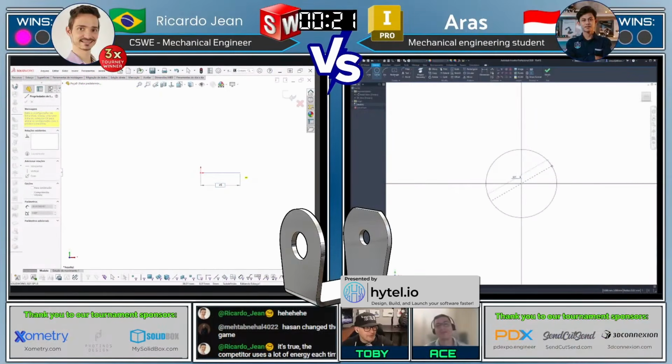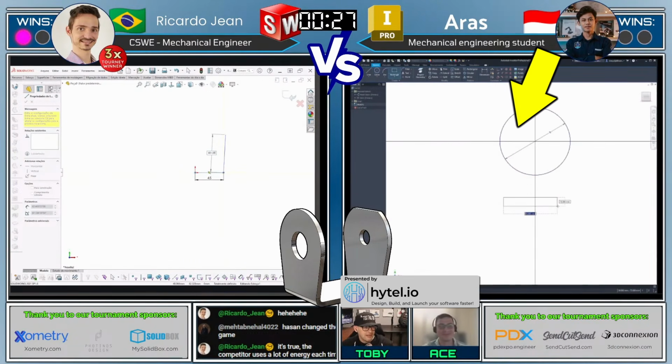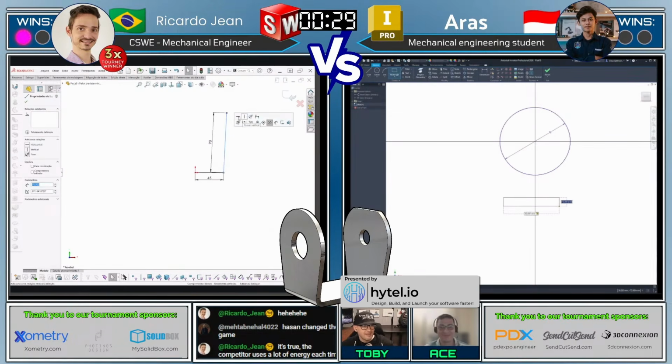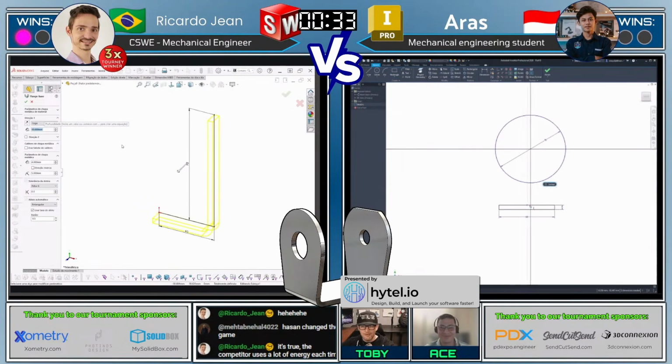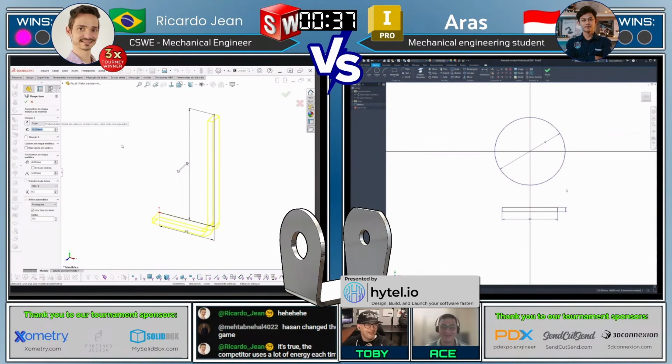Flip over to our CAD versus CAD battle. We've got Ricardo Jean on the left, running SolidWorks. We've got Aras on the right, running Inventor from Autodesk. And it looks very interesting. They both seem to be starting kind of a different way. And Ricardo Jean opting to go with sheet metal for this part.